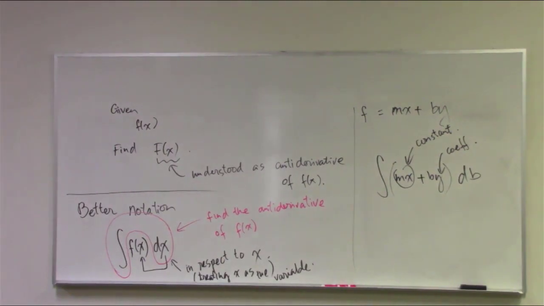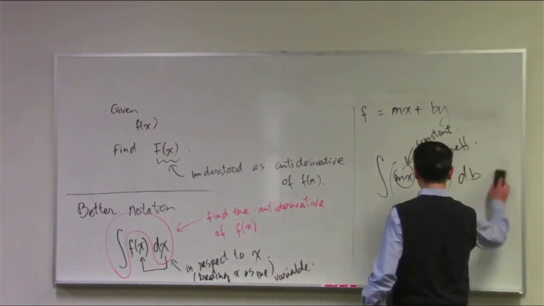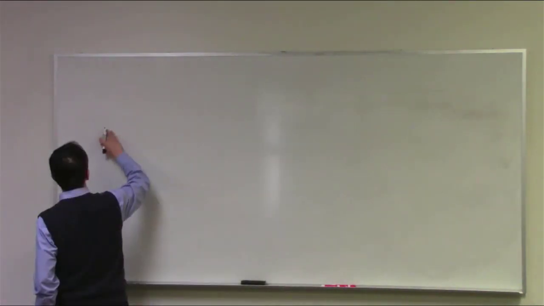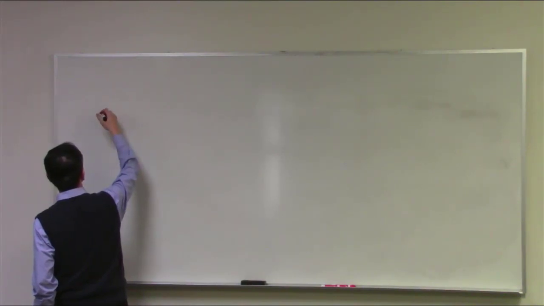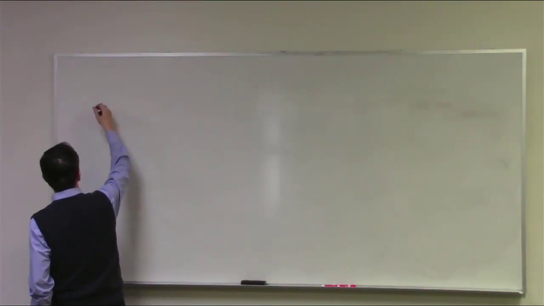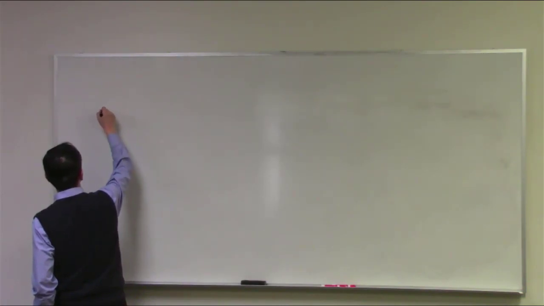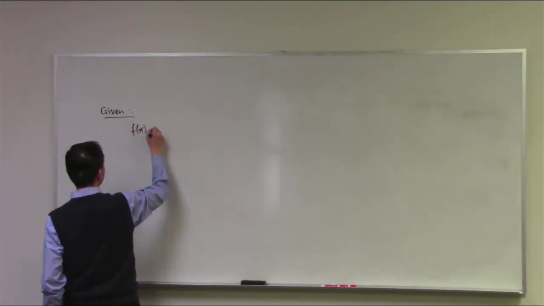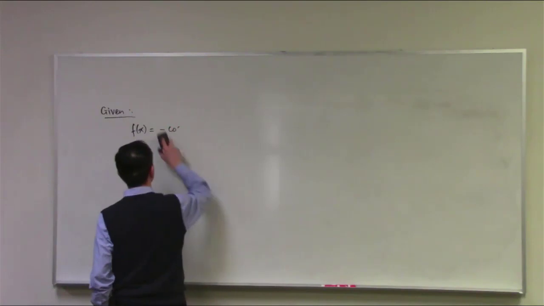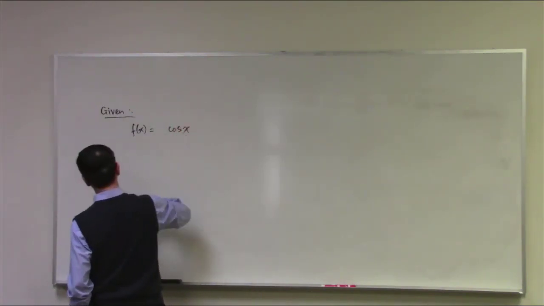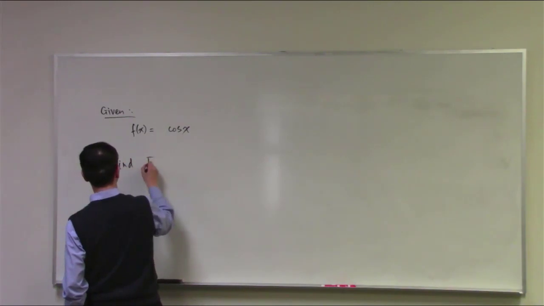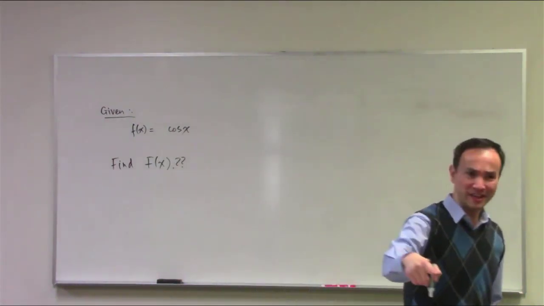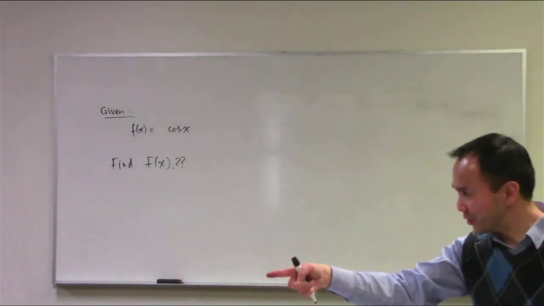Let's now look at a few other special ones. Just a quick review of your Calculus 1 material. A couple other ones that I want to mention. Let me go back to that point before I introduce the symbol. Given f of x equal to cosine of x, what's the antiderivative of that? What function, capital F of x, has cosine of x as its derivative?